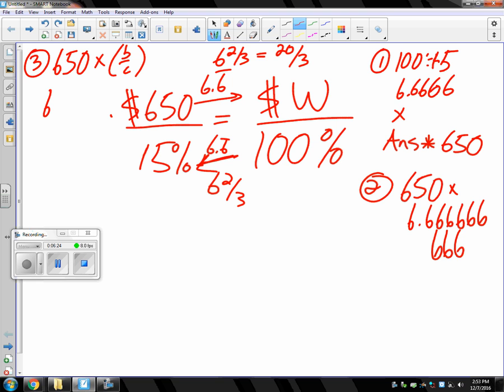6 2/3 as an improper fraction is 20/3. So we can hit 650 times, and we put 20 on the top, and then we hit the down arrow to go to the denominator, and we can type in the 3. 650 times 20/3 gives $4,333.33.